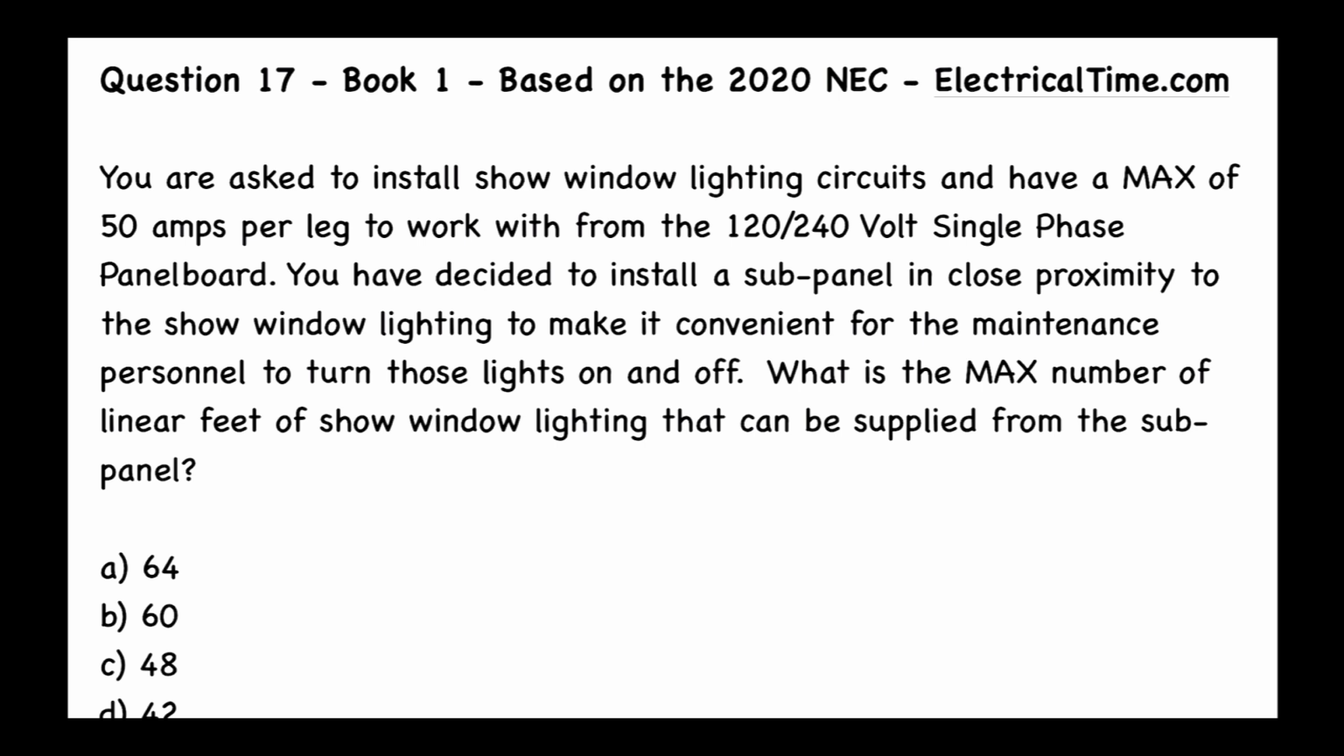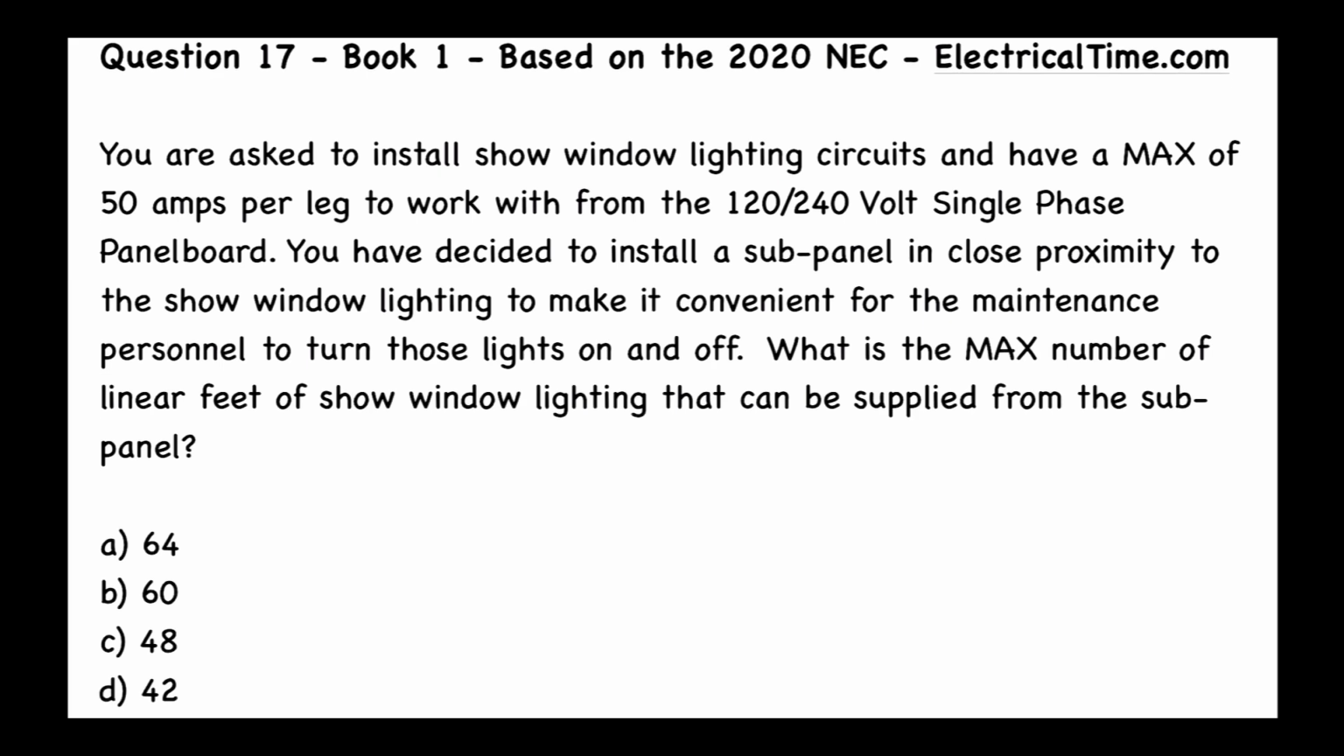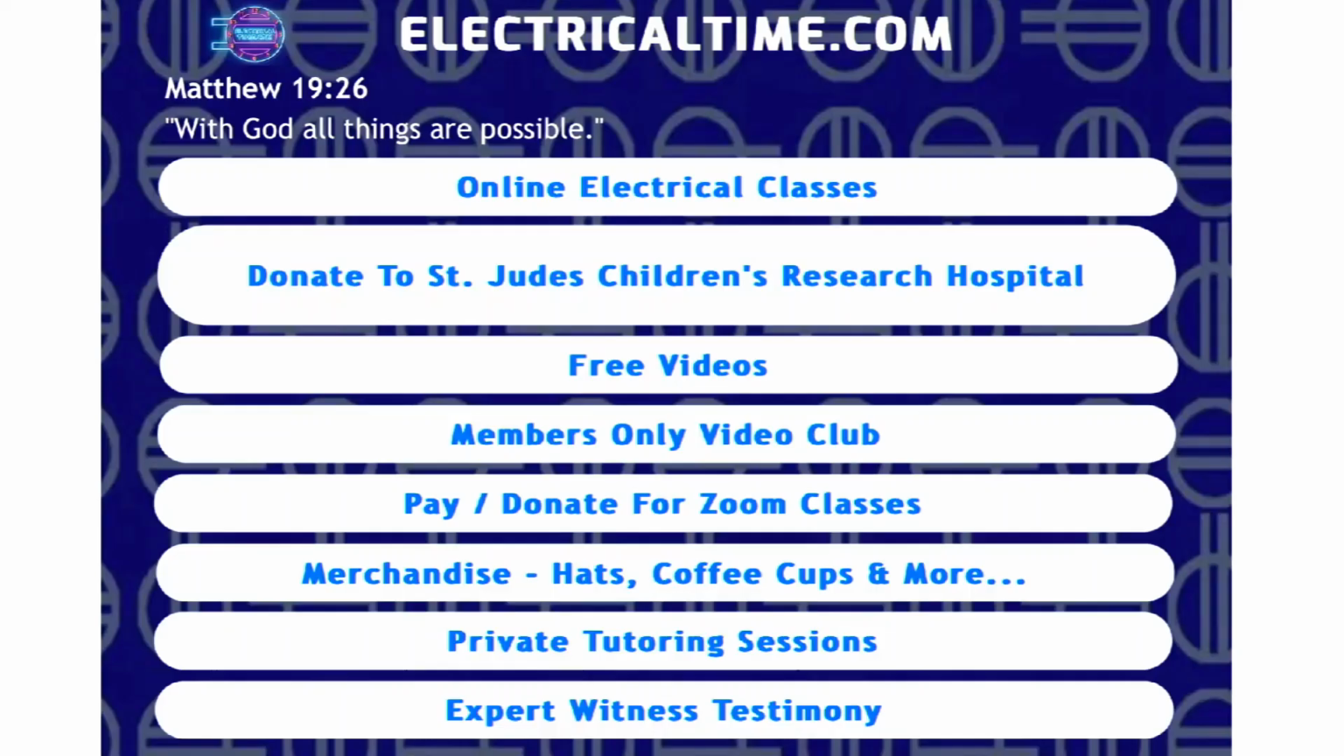You have decided to install a sub panel in close proximity to the show window lighting to make it convenient for the maintenance personnel to turn those lights on and off. What is the max number of linear feet of show window lighting that can be supplied from the sub panel? And the answer to this question.